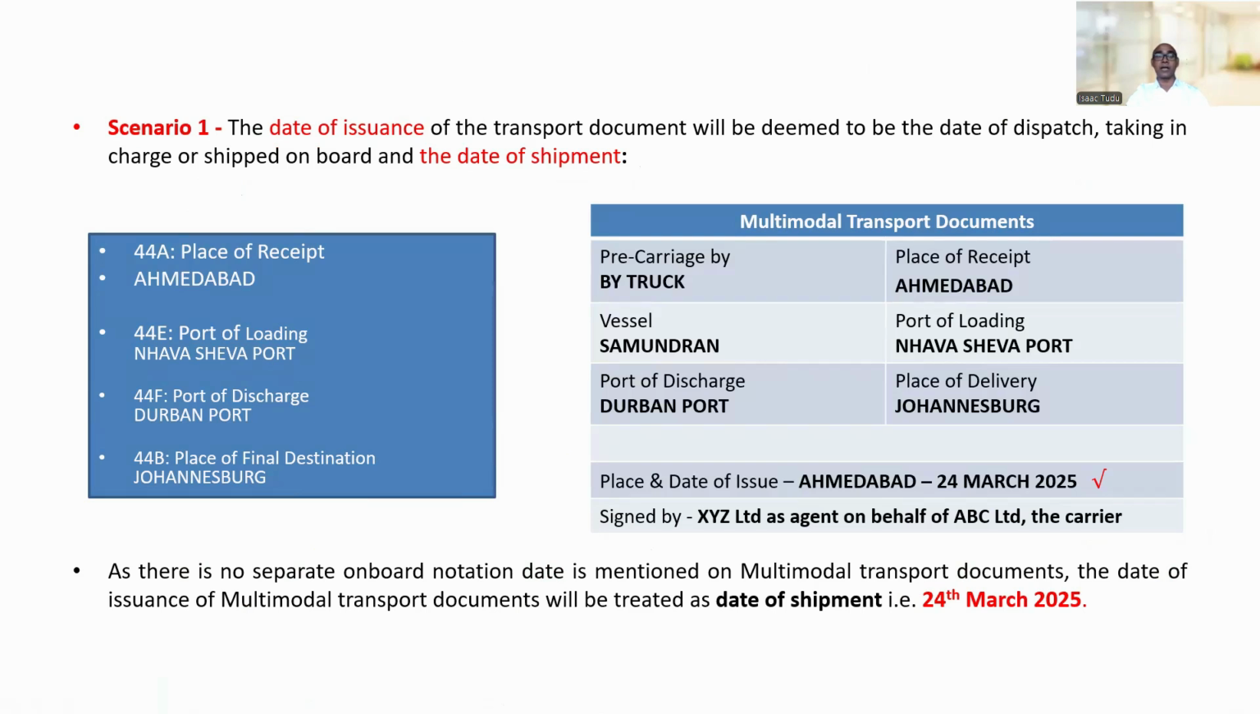Let us understand this with an example. Here we go. You can see here all four fields have been completed. Means place of receipt Ahmedabad, port of loading Nhava Sheva port, port of discharge Durban port, and place of final destination Johannesburg. This is the LC requirement, and you have received the multimodal transport document complying with the LC requirement. Each and everything is there. You can see here the date of issuance is given as 24th March, right? So as there is no separate on-board date mentioned on the multimodal transport document, this date of issuance will be treated as the date of shipment. That is, 24th March you need to take as the date of shipment.